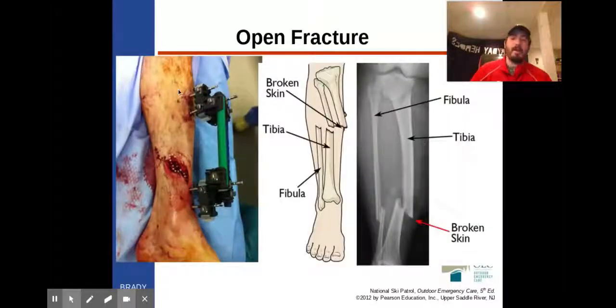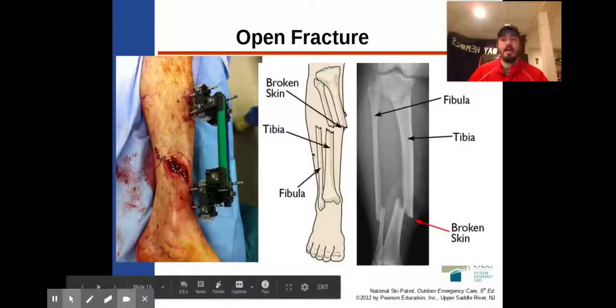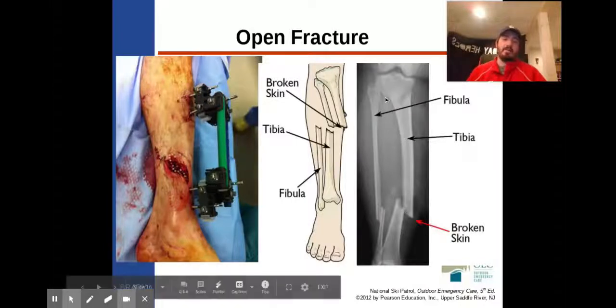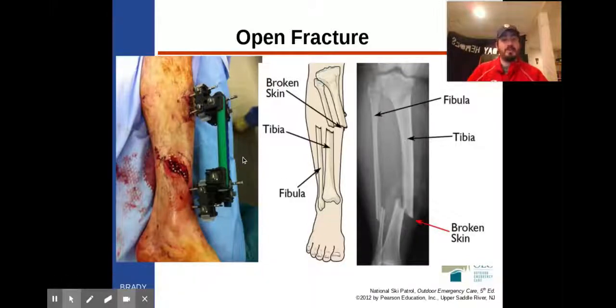Okay, an open fracture. Again, the bone comes out through the body here. So you could see this was an open fracture. I believe that's the same x-ray of this guy where his tibia actually came out through the skin there. So again, pretty scary stuff to see.